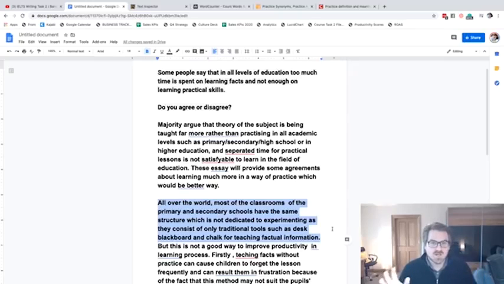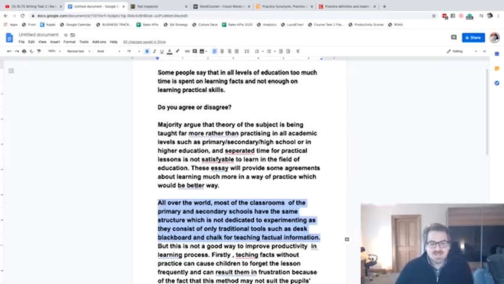Vocabulary is 25% of your total mark. What about the other 75%? And it's also not about using as many big words as possible. It is about using them effectively, appropriately, and most importantly, accurately.